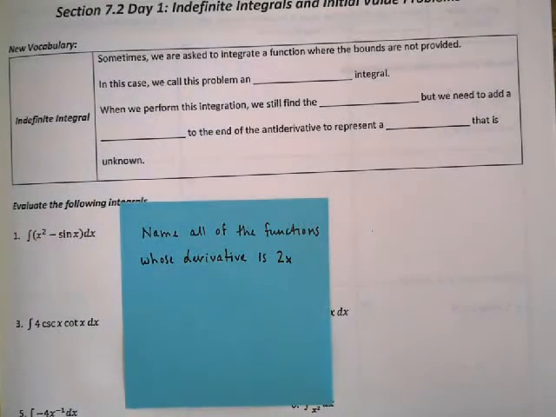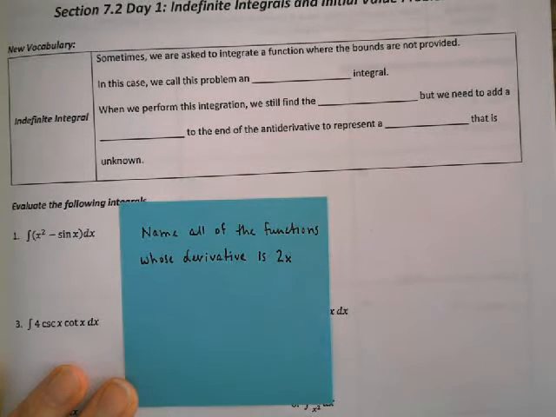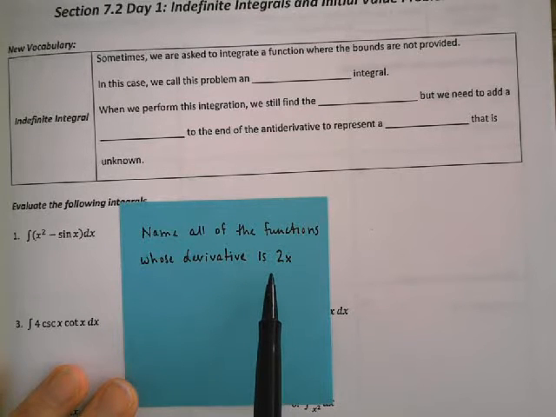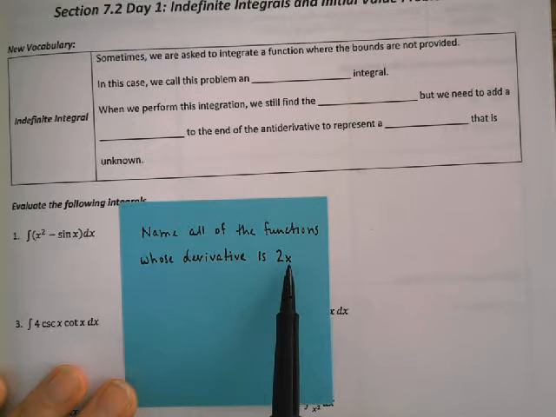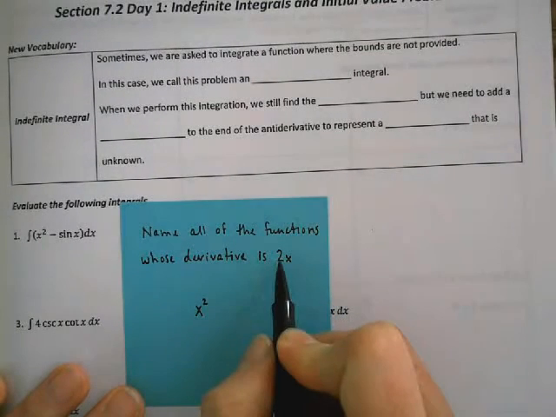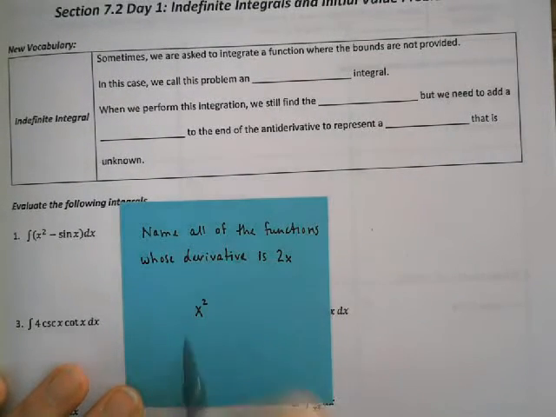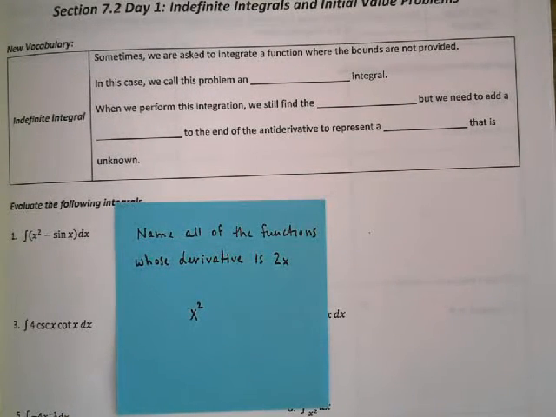Okay, so if we were asked to name all the functions whose derivative is 2x, the first thing we might think to do is anti-differentiate 2x, because if we're looking for the function whose derivative is 2x, we should anti-differentiate this function. So I'm going to follow our normal power rule. I add 1 to the exponent, which makes that 2, and then I divide 2 by my new exponent of 2, and I get x squared. So x squared is certainly one function whose derivative is 2x.